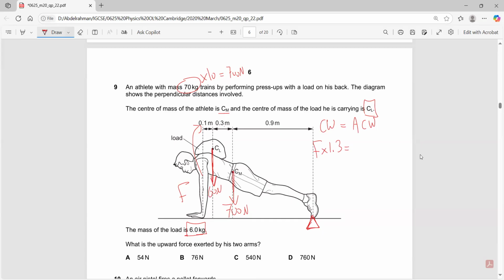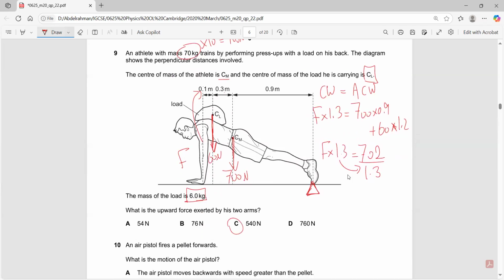Anti-clockwise moment, you have 700 times 0.9 plus 60 times 1.2, right? So what does this add up to? This is 702. This is equal to force times 1.3. When you divide by 1.3, this is a force of 540 newtons. Again, if you used 9.8 instead of 10, it would have given you a really close answer.